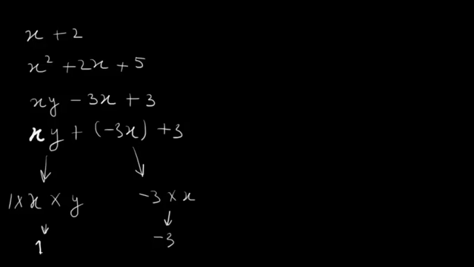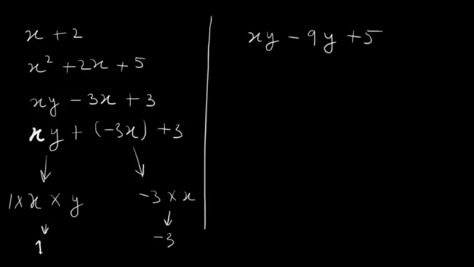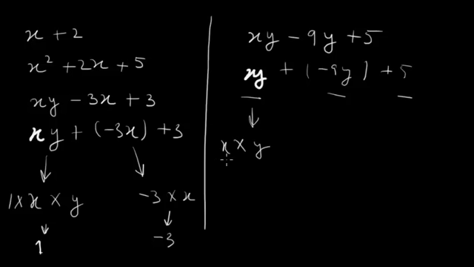Let's take one more example. We can rewrite this expression in the form of addition: xy plus minus 9y plus 5. So here these are the different terms of this expression, and for getting factors, x multiply y. Here x and y are factors.